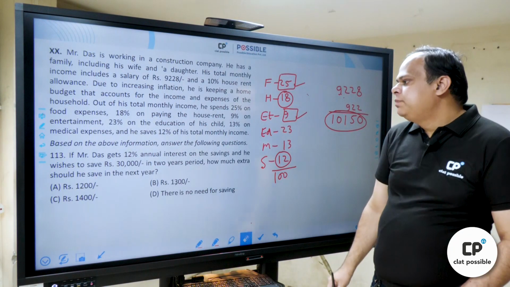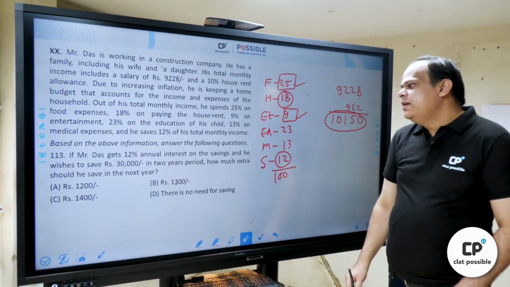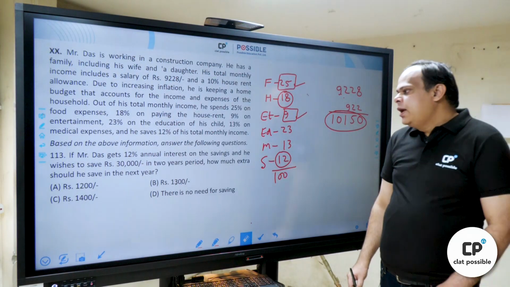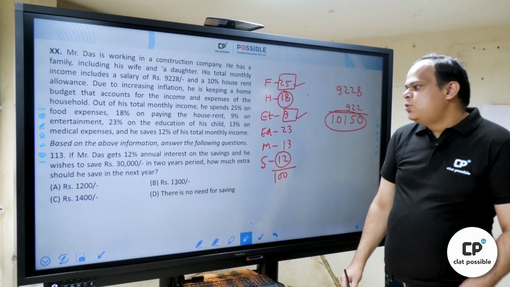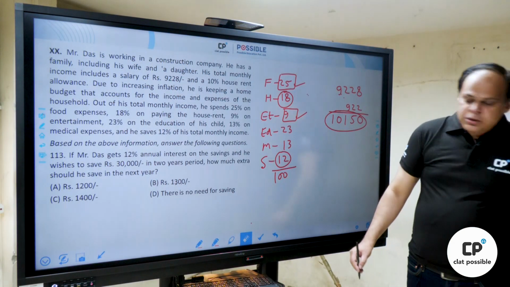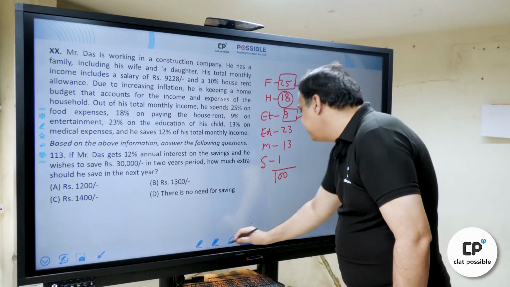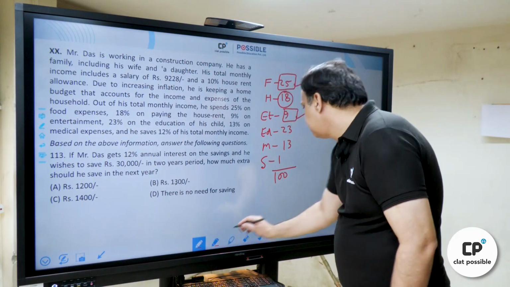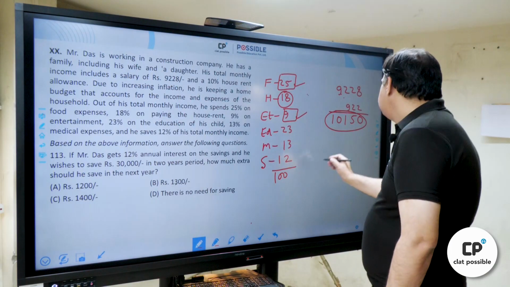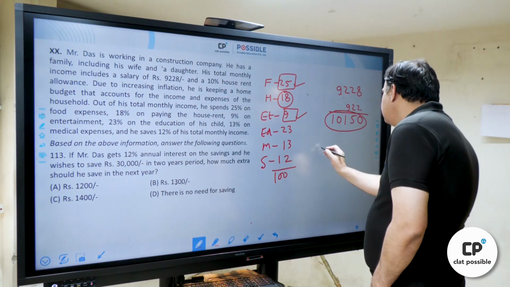Let's look at this question. Mr. Das gets 12% annual interest on the savings and he wishes to save 30,000 in a 2 year period. How much extra should he save in the next year? So 12% is the savings. 12% of 10150 comes out to be 1218.